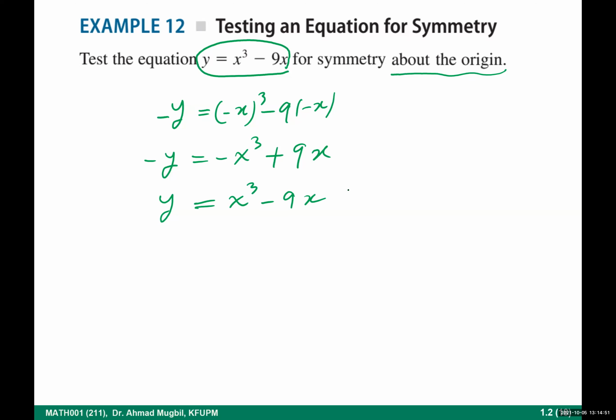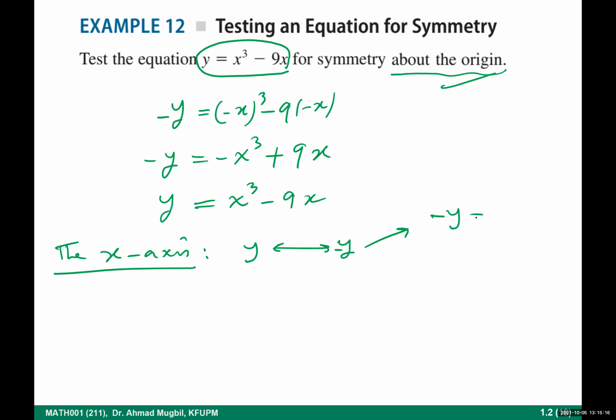What we conclude about the symmetry about x-axis and y-axis? Nothing. We conclude nothing about it. If you want to check the symmetry about the x-axis, what you will do? You will replace y by -y. What will you get? It will be -y equals x cubed minus 9x, which is clearly not equivalent to the original equation, even if you multiply by -1 or you didn't. So it is symmetric with respect to the origin, but not symmetric with respect to the y-axis.